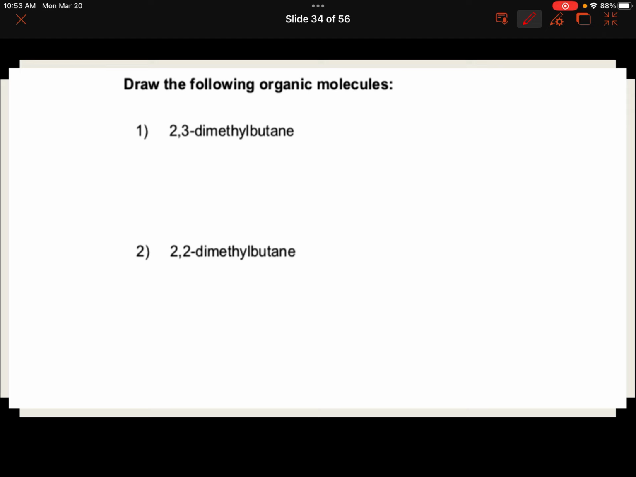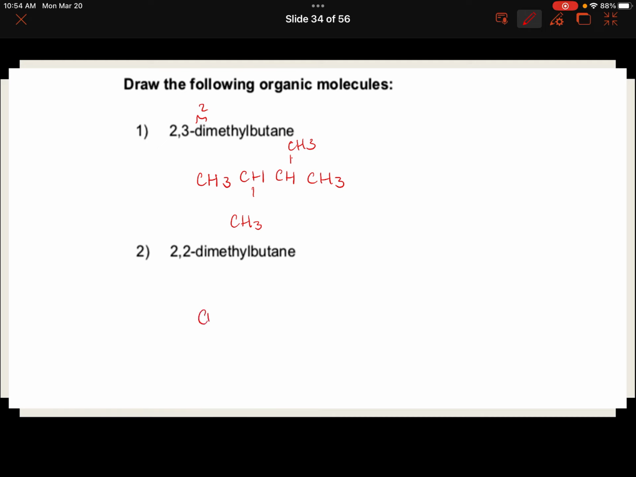So we have 2,3-dimethylbutane. So this is di, which is 2. So that means we're going to write out CH3, CH, CH, CH3. Once again, it's on 2 and 3. So we'll have a methyl on 2 and 3.